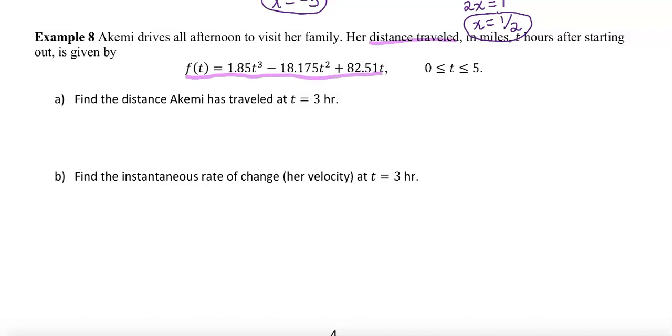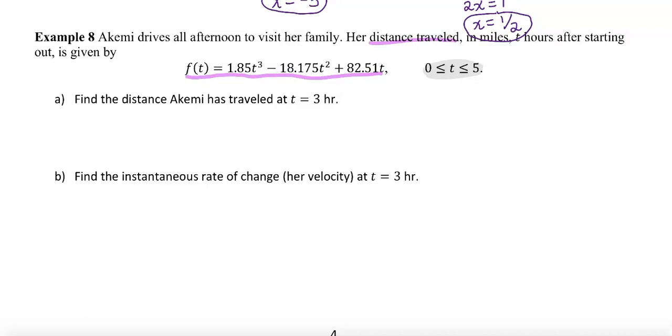So what are they giving us? This function will give us how far she traveled, and the input is how many hours she's been traveling, right? And I can see that her journey stopped. She stopped driving after 5 hours. But if we plug in any number in between 0 and 5, we'll be able to figure out how much she traveled in that time frame.